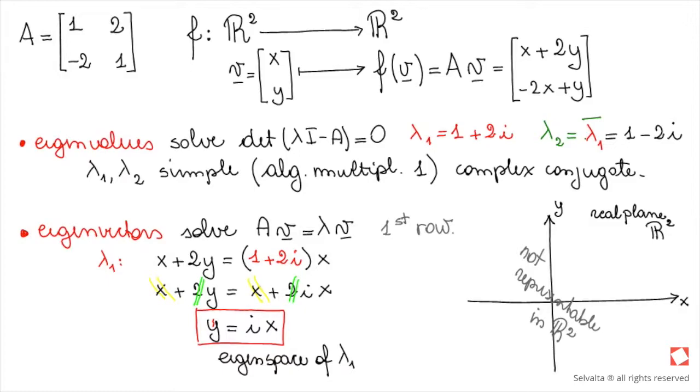Instead, we may take a representative vector of that space, like, for instance, the vector where the first component is 1 and the second component is i. Or if we want to rewrite it with the real part and the imaginary part, as the vector (1, 0) added to the vector (0, 1) multiplied by i.